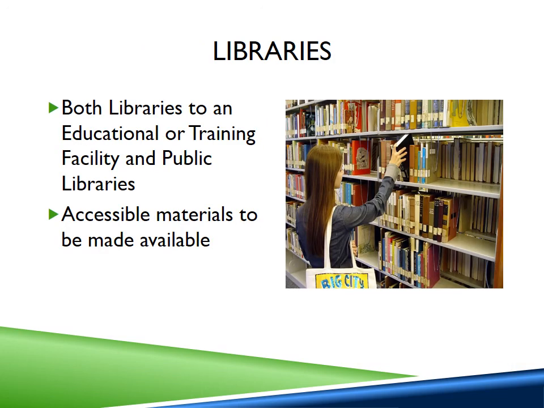Finally, both libraries that are directly associated with educational and training facilities and the public libraries are subject to requirements under the Information and Communication Standard. Libraries of educational or training institutions must provide an accessible or conversion-ready format of print, digital, or multimedia resources or materials upon request. Public libraries, upon request, must provide accessible materials when possible and make the public aware that accessible materials are available upon request.